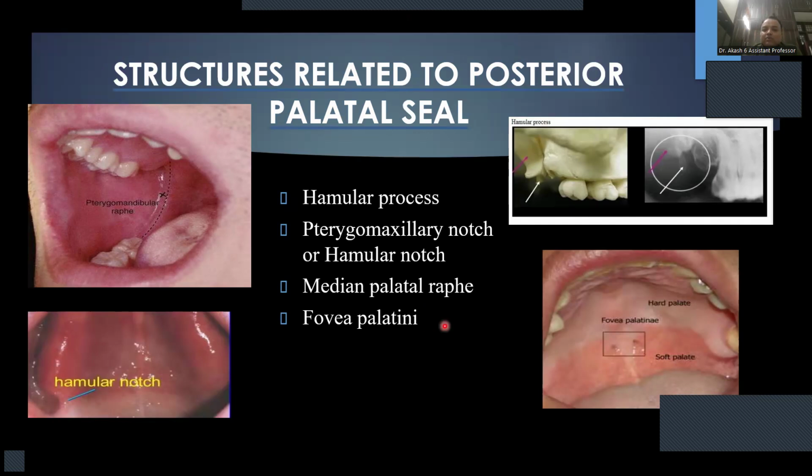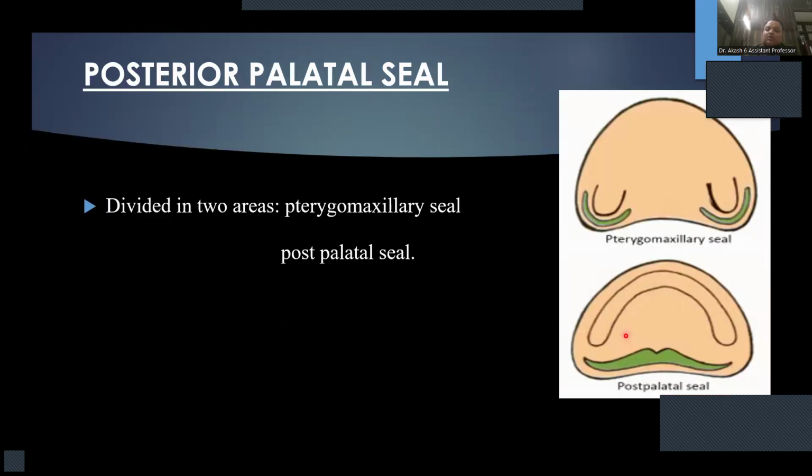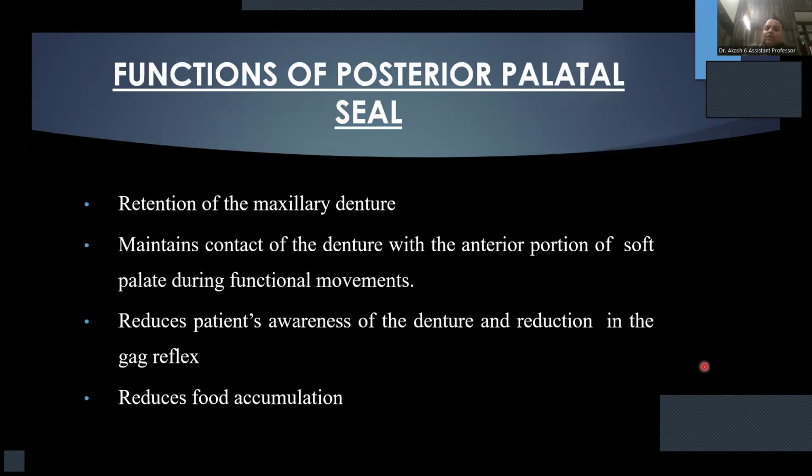Then there is the hamular process, then the maxillary notch or hamular notch, or median palatine raphe, or fovea palatini. So this is the fovea palatini, this is the soft palatal part, this is the hard palatal part. And why do we have a cupid bow shape? The cupid bow shape is because of the posterior nasal spine, which gives the shape of the posterior palatal seal in the denture.